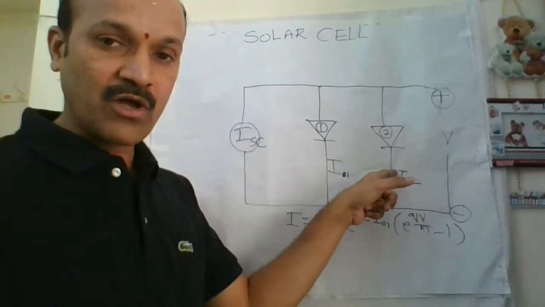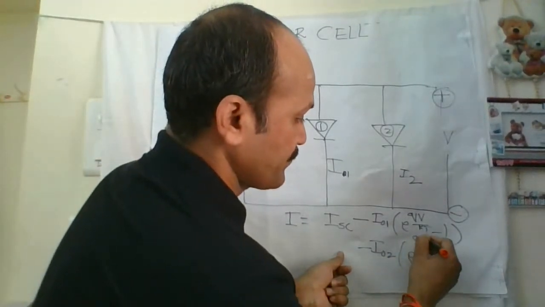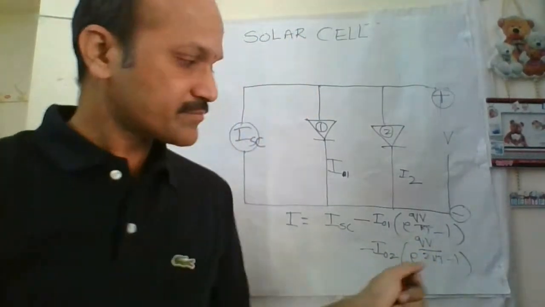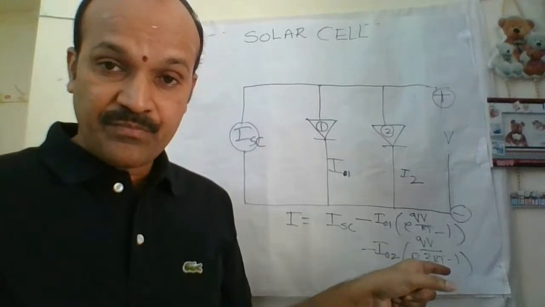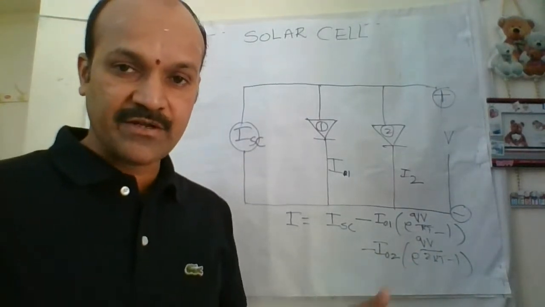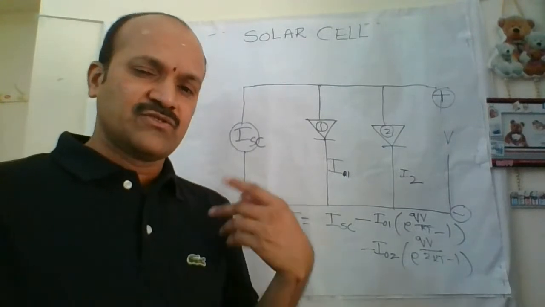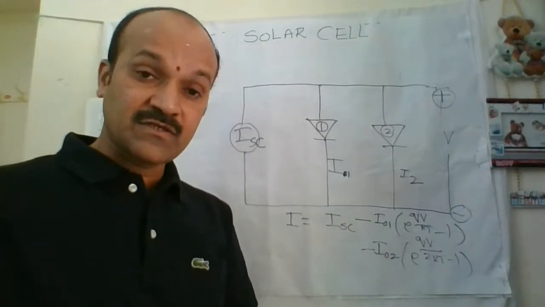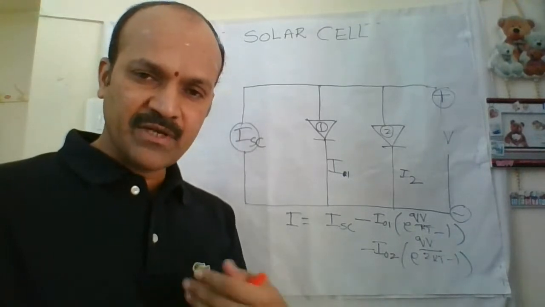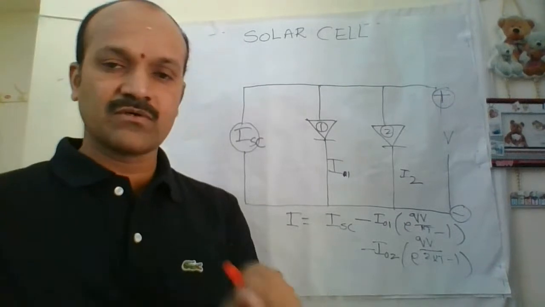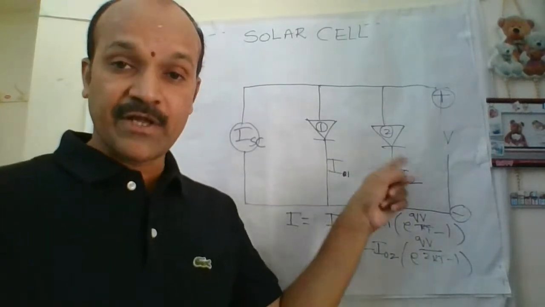Now, what about dark current? The dark current equation is again I naught times e power qV by 2kT minus 1. This is also due to charge carriers, but minor charge carriers. But in general calculations, when we discuss VI characteristics, we don't consider this dark current because it is very small, very minimum. We neglect it. But theoretically, you should know what is happening inside the solar cell. This dark current is represented with diode 2.